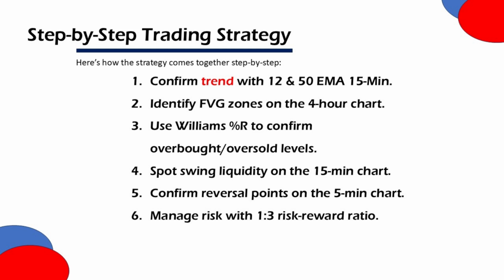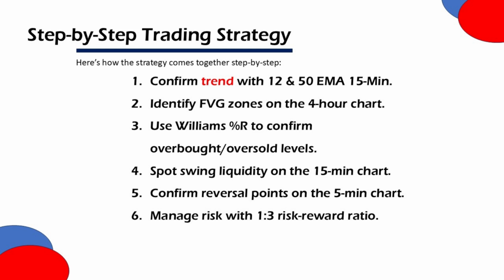Aim for a 1-to-3 risk-reward ratio. Target 3 times your risk for every trade. For example, if you risk $100, aim to make $300. This ratio ensures that even with a lower win rate, you remain consistently profitable over time.